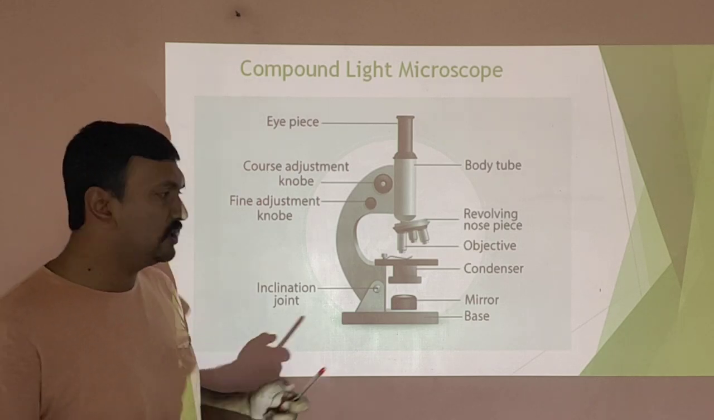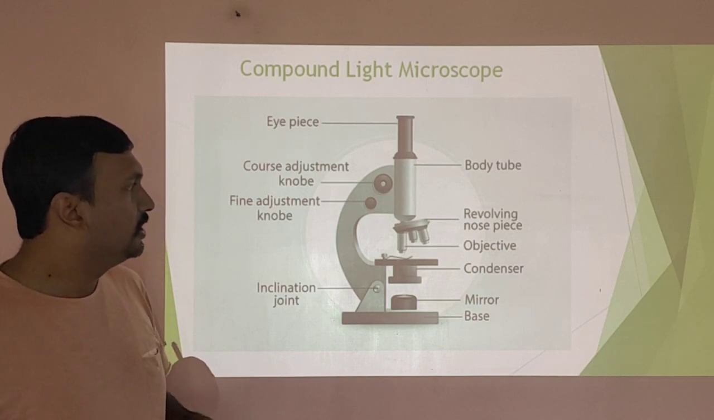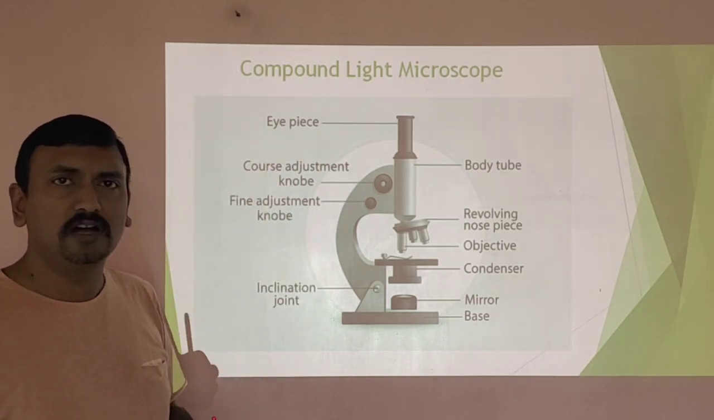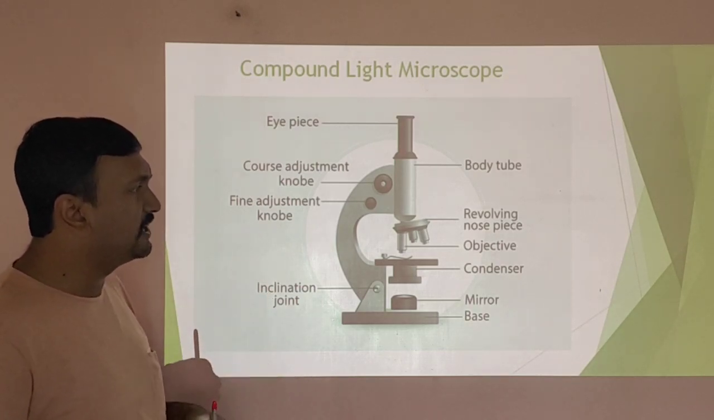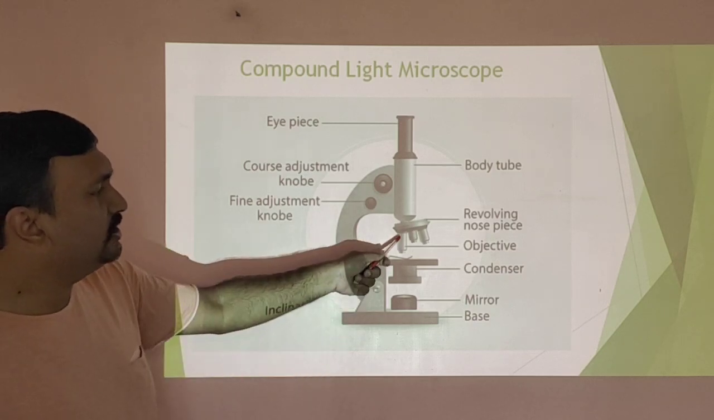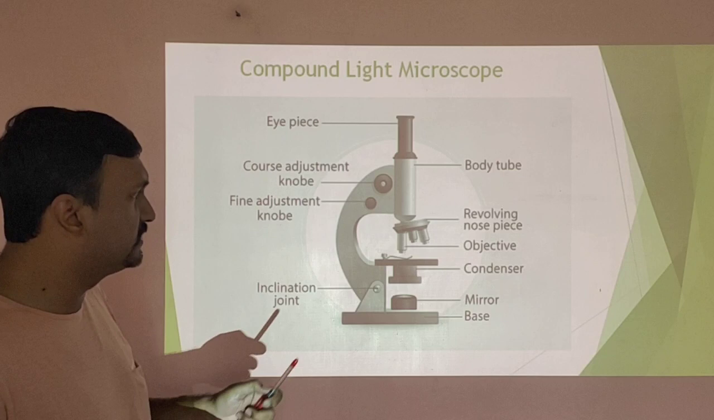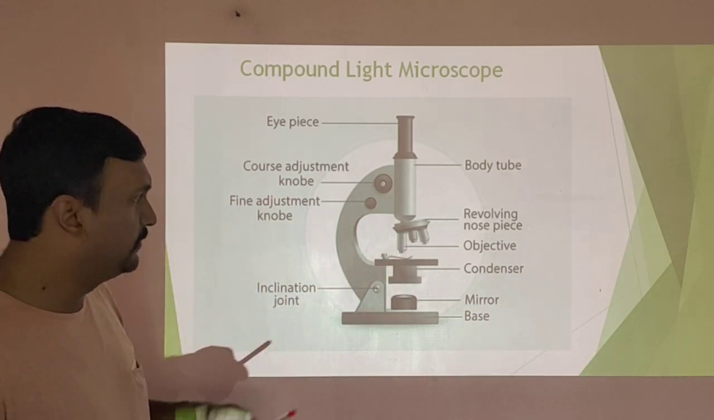The specimen which you want to see can be put here, which is called a stage. Now, this is a simple understanding of a simple compound light microscope. You see here there are three lenses which are called objective lenses. It's very important to understand that their magnifying capacity is different.